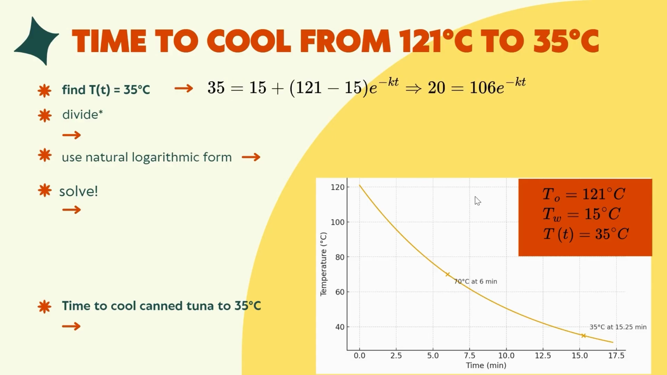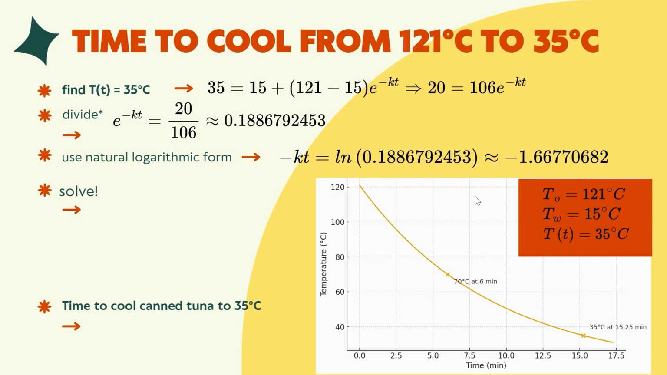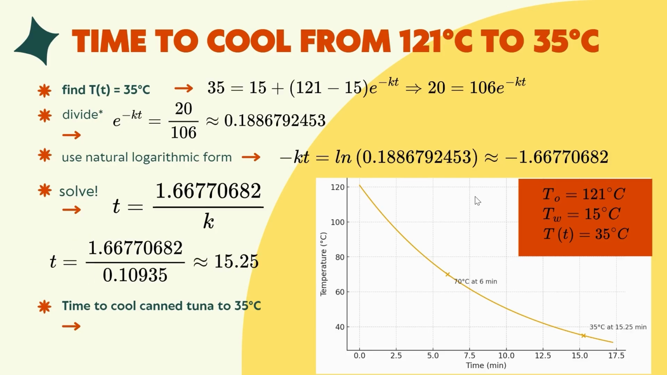Use our exponential equation again with the numbers in the red box above the graph, as you see on your right side, and we're going to use the natural logarithmic form to solve: t equals 1.667. I'm sorry, I had to do that. 1.70682 over k. Insert our k value, and we have 15.25. Thus, the time needed to cool canned tuna to 35 degrees Celsius is 15.25 minutes, or 15 minutes and 15 seconds.